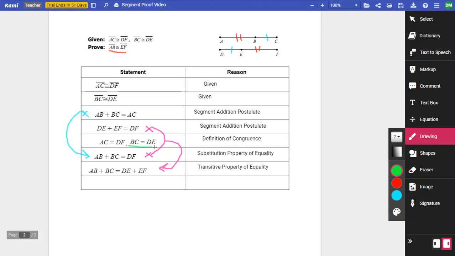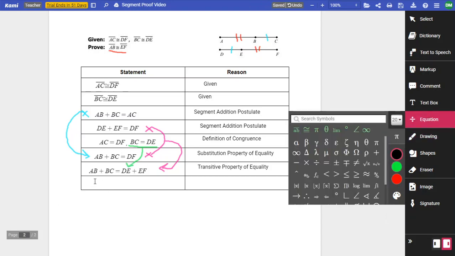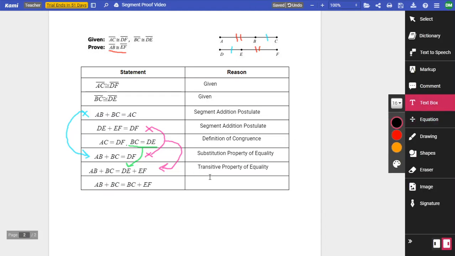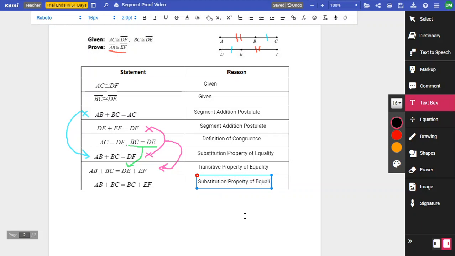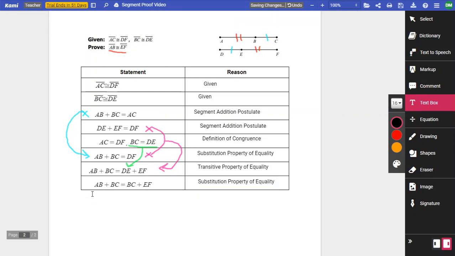So BC is equal to DE, which means I can substitute it right here. So I can say that AB plus BC is equal to BC plus EF. And again, that was the substitution property of equality. Now I'm just going to keep going down here below.